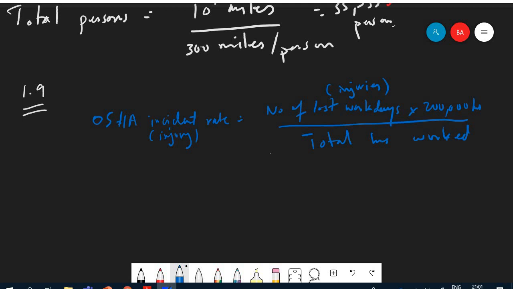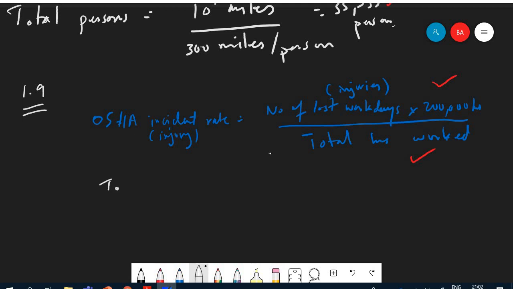If I want to calculate the number of lost work days, I need to multiply the OSHA incident rate with the total hours worked. And of course, you know the math, so I don't need to talk about it a lot. But let me calculate. Now I need the total hours worked. So what is the total hours that had been worked?